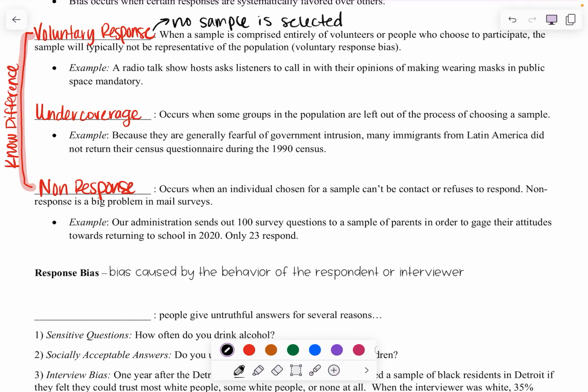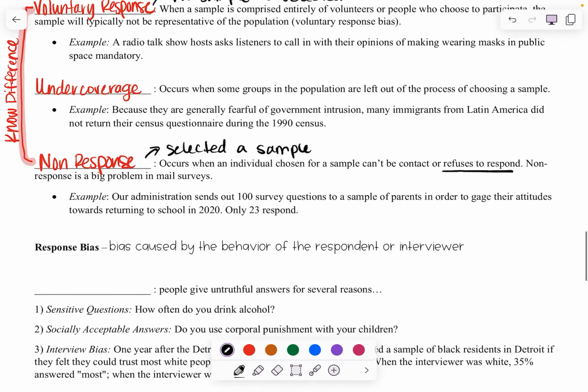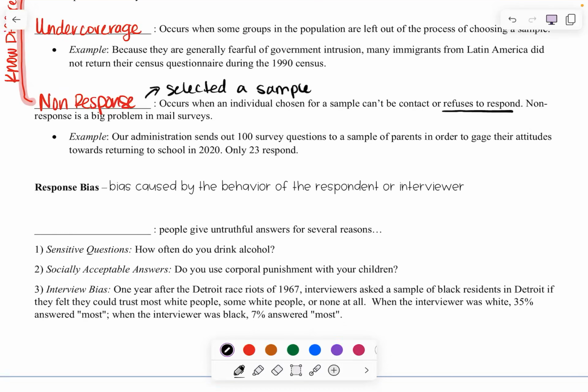It's just out there. Whenever you're doing non-response, you selected a sample. You did what you were supposed to do. You randomly chose 100 RHS students to send your survey to. You got their emails. You emailed them the link. And then they only responded with like 20 of them. So if you do what you're supposed to do and they still choose not to respond, that is a non-response bias. It's not that you did an incorrect sampling method by using voluntary response. It's just you didn't get results, and that's okay.